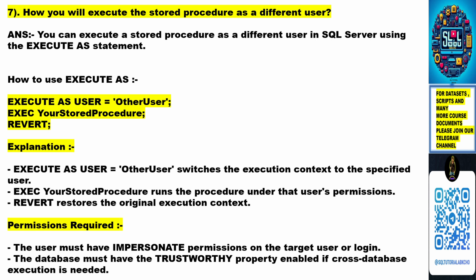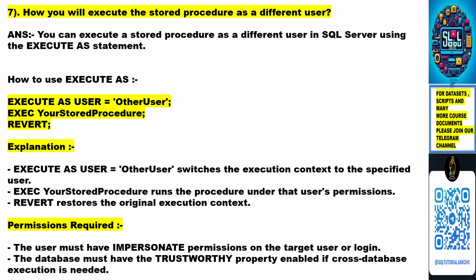Okay. Now point number two, EXEC your stored procedure runs the procedure under that user's permissions. Okay. If that other user has the permission, then only this particular stored procedure will be executed. Otherwise, it will not be executed. Okay. Now what will REVERT do? So REVERT restores the original execution context.